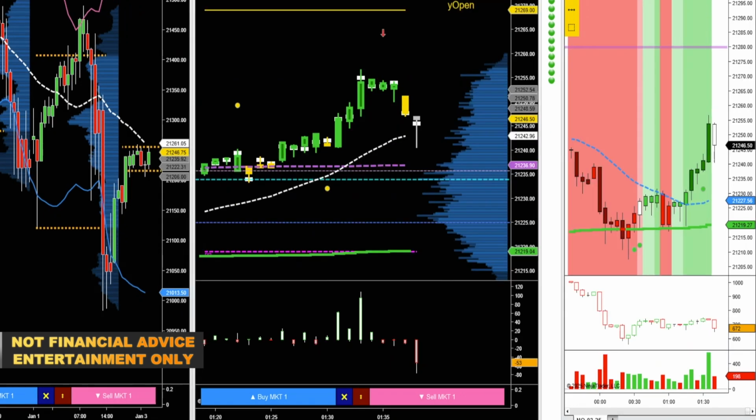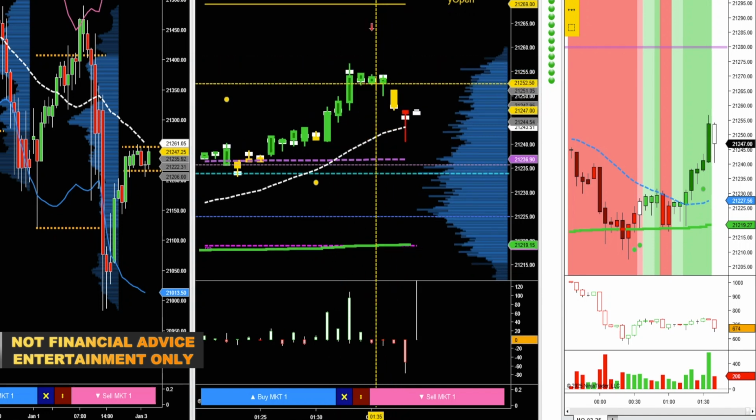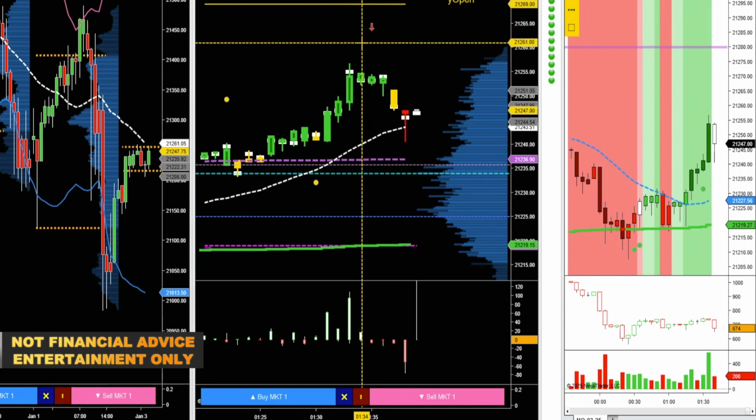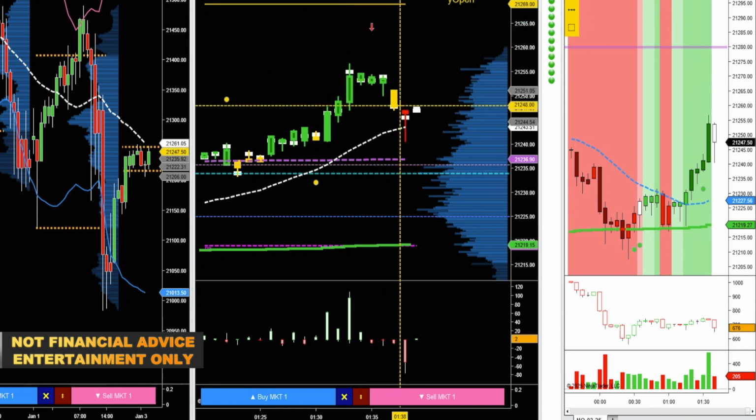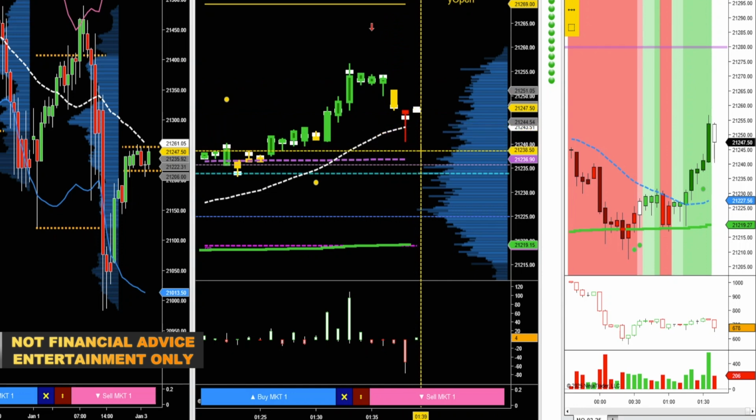Just got into a little short. Point of control drawn up to the top of these wicks. This is the 1-minute chart once again. Had an RSI reversal. I only got like 3 points, but it came down over 10.